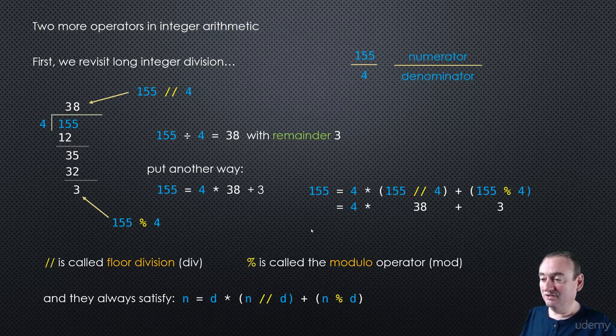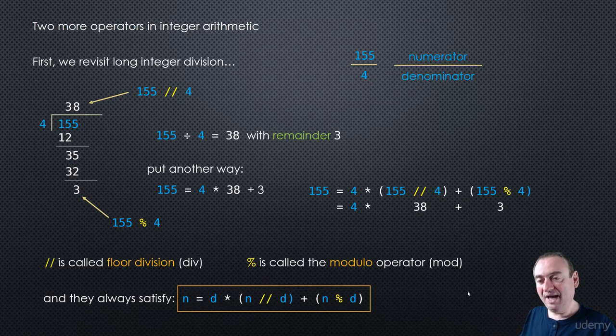So we have the numerator, like 155, is equal to d, the denominator, like 4 in this case, times n div d, 155 div 4, plus n mod d, 155 mod 4. So this is an important equation because that will come back again and again as we discuss the div and the mod operators.